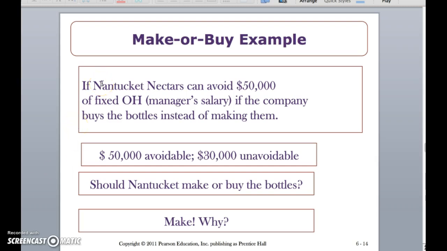In the case if the company can avoid $50,000 of fixed overhead, for example, the company is able to not hire a manager, that will save them $50,000 as manager's salary if the company buys the bottle from a supplier. So in this case, within that $80,000, $50,000 would be avoidable and $30,000 would be unavoidable. So should the company buy or make the bottle? In this case, the company still should make the bottle.